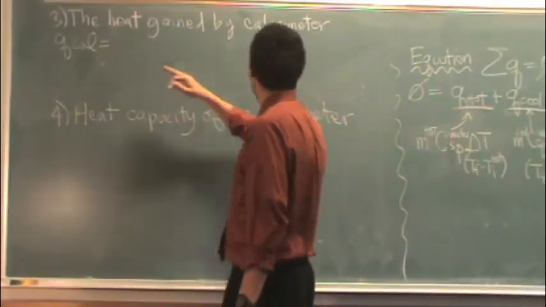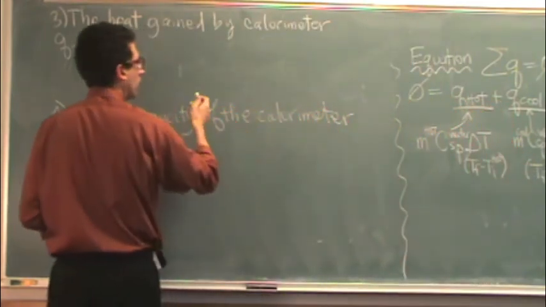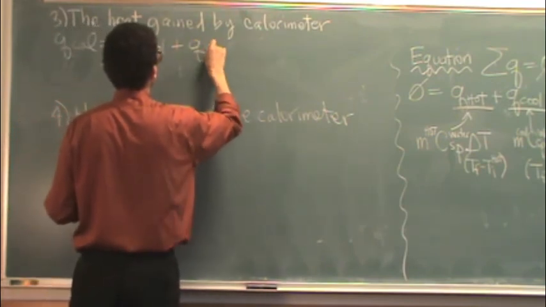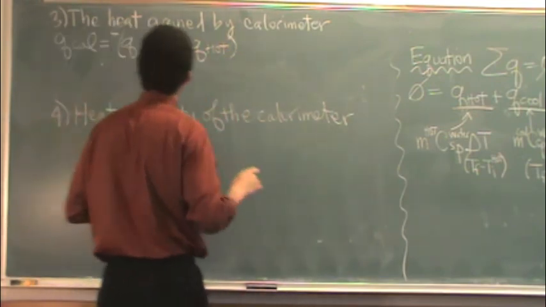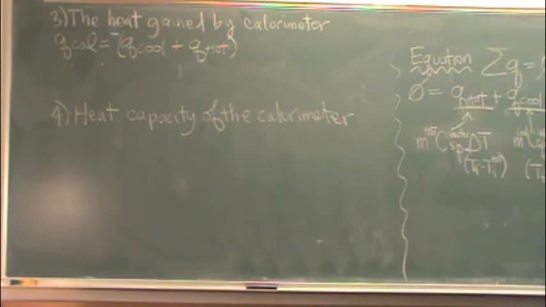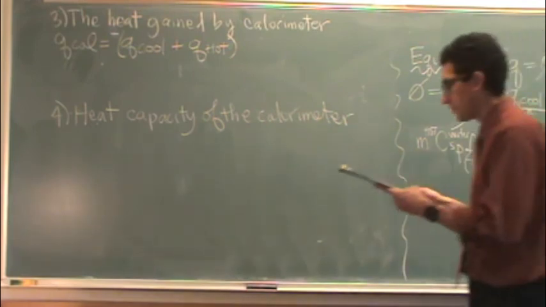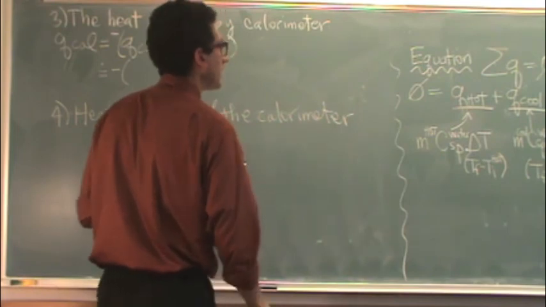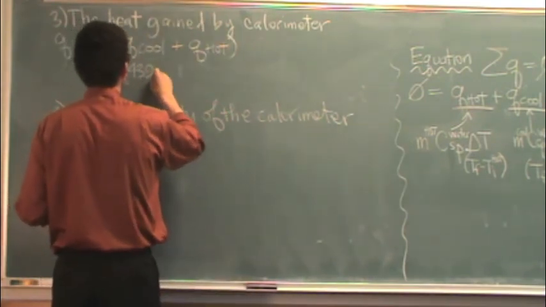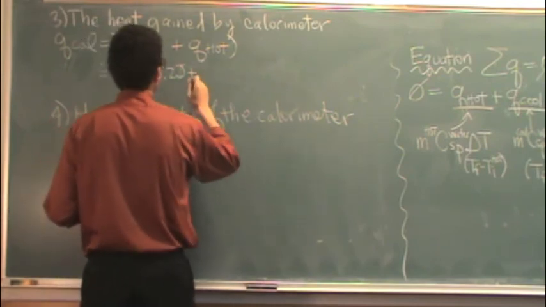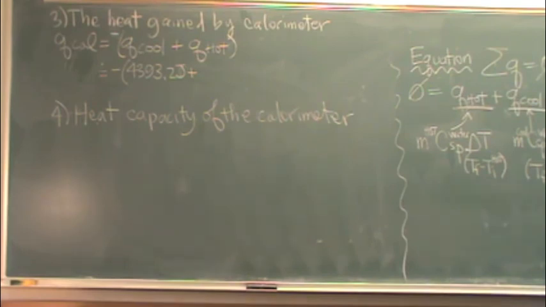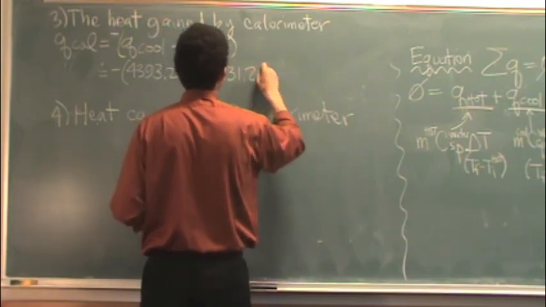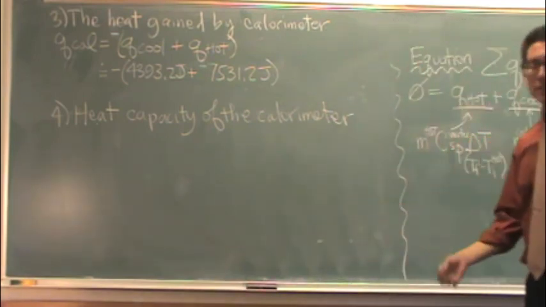Okay, Q cal for the calorimeter, we need to solve this equation from before. So if we move Q cool and Q hot over, we get this equation, solving from the original energy balance. And then now we just plug in our numbers. So this is negative Q cool, we just solved that. That is 4393.2 joules. And then we add Q hot, we also just solved for that. That's negative 7531.2. So make sure you get your signs right. And this will be Q of the calorimeter.